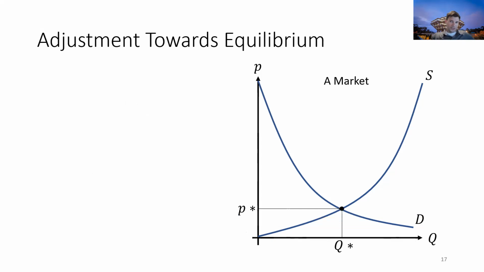Now, in terms of this adjustment to equilibrium, what did the policymakers have to do in order to push the market back to equilibrium? What does the government need to do to push the market to equilibrium? What do you think?